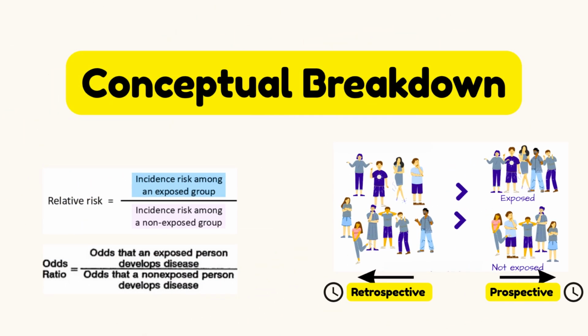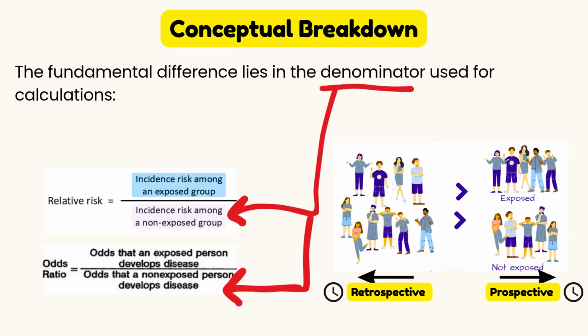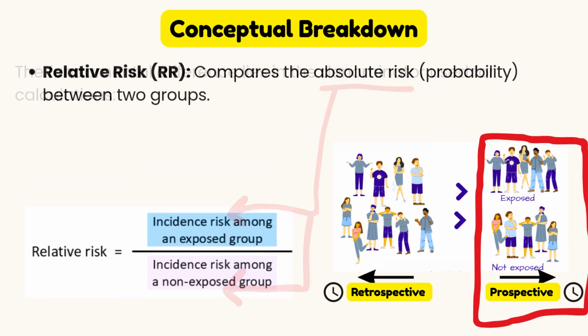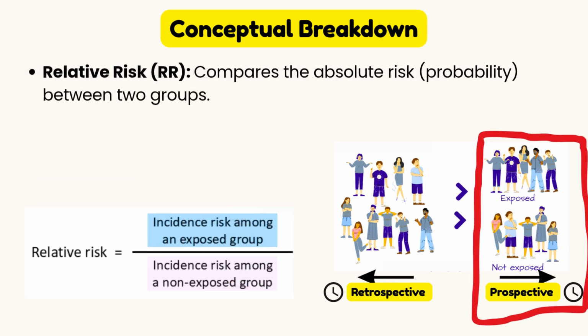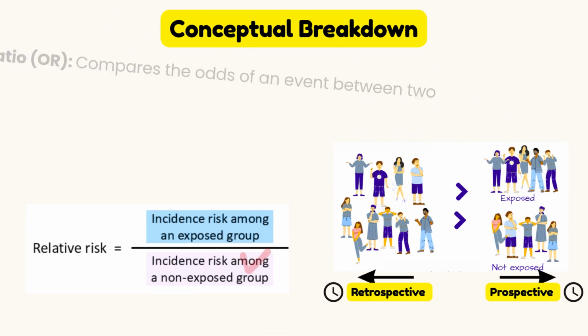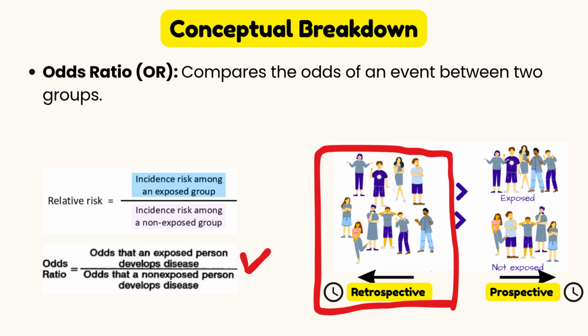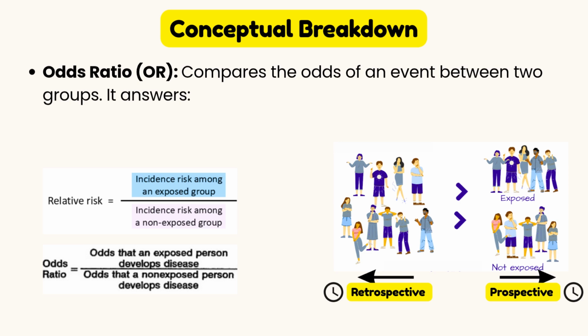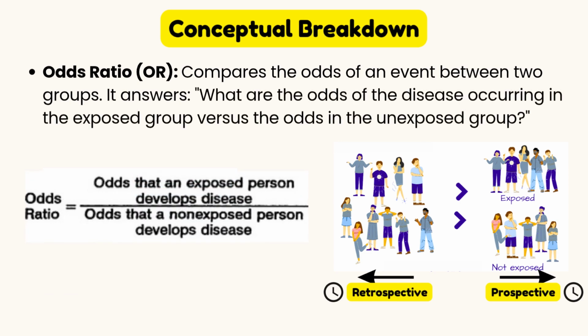Let's have a conceptual breakdown. The fundamental difference lies in the denominator used for calculations. Relative risk compares the absolute risk, probability, between two groups. It answers: how much more likely is the exposed group to get the disease, compared to the unexposed group? On the other hand, odds ratio compares the odds of an event between two groups. It answers: what are the odds of the disease occurring in the exposed group, versus the odds in the unexposed group?